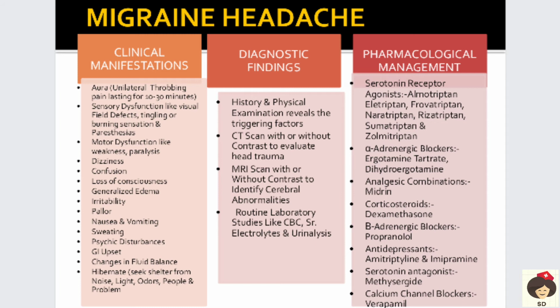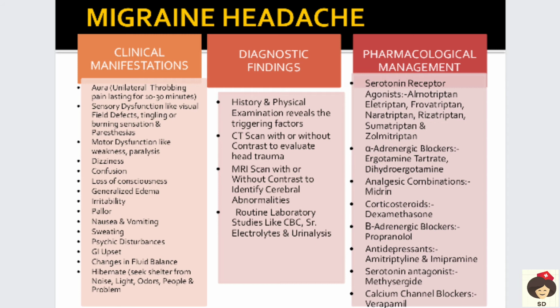Okay, so these are the clinical manifestations seen in migraine headache, and the diagnostic findings are in history and physical examination. You can identify what the triggering factors are. So as I already said, it can be caused by food or some pharmacological agents or any stress, fatigue, exercise. So you can identify what factors have triggered the migraine headache, and you have to do a CT scan with or without contrast. Okay, contrast is nothing but a dye that will be injected and then they do a CT scan.